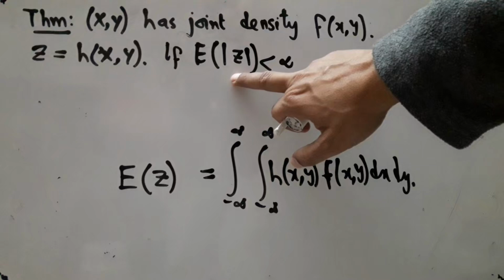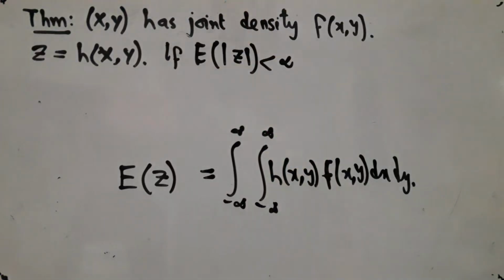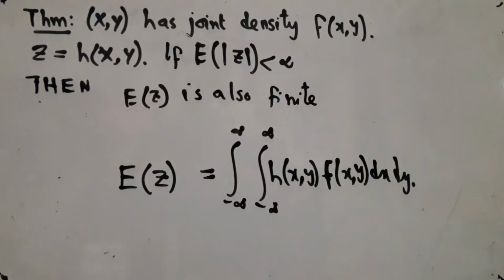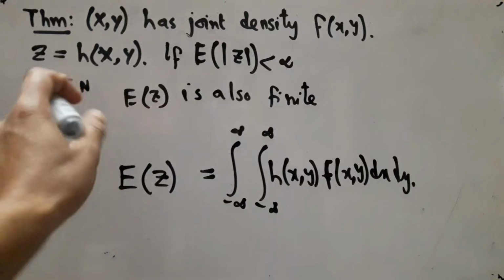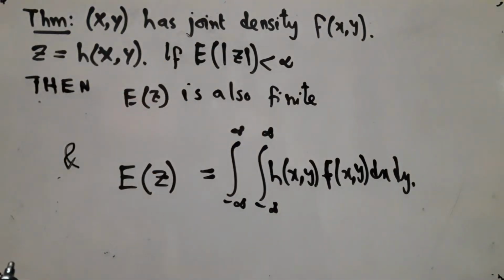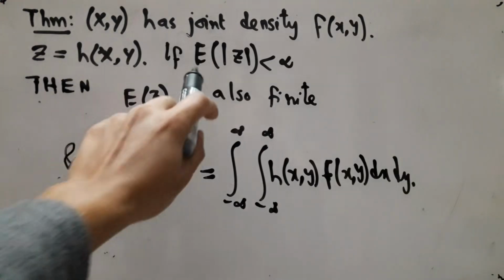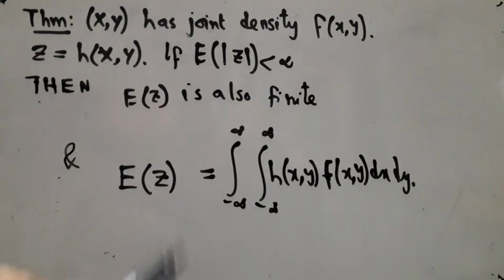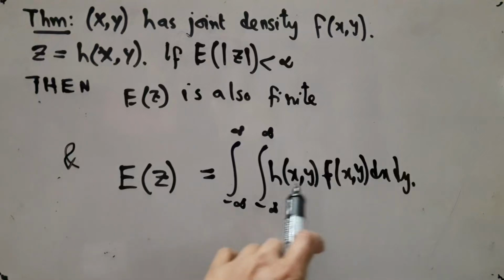The absolute value of z is non-negative, so its expectation must always exist. It could be finite or it could be infinite. Now, if it is finite, then the expectation of z is also finite. It could be negative, but it's finite, and we have this thing. Now, this is what we have most of the time. So usually this condition will be satisfied, and so we can find the expectation by just multiplying by the density and taking the integral over the entire space.